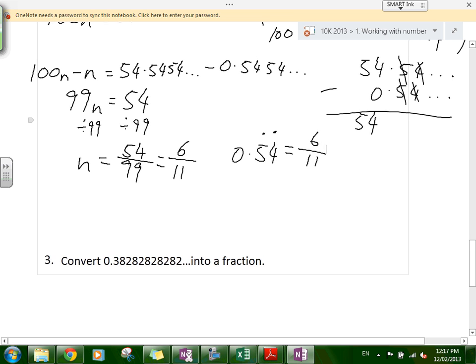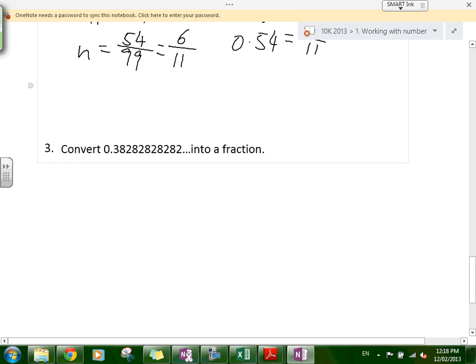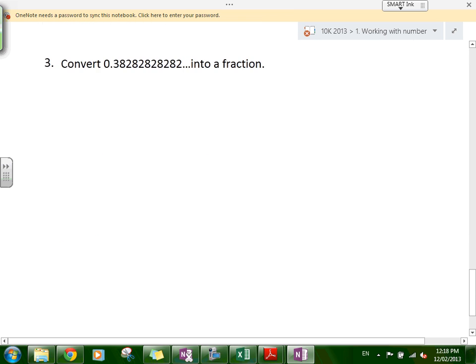Last one I'm going to do. You're just watching it, so I can come back to it. Give me some space, just listening. We've got this 0.382 repeater, the 82 repeats on and on and on. So we're going to call it n, I'll do it a bit quicker this time. Now, what's the repeating pattern? How many digits in the repeating pattern do you have?